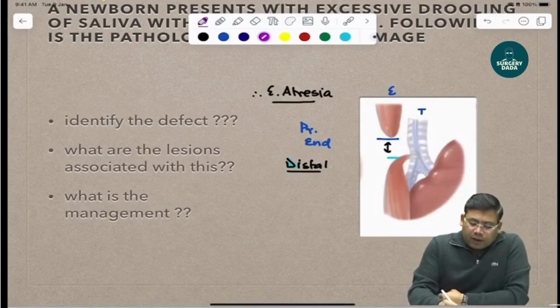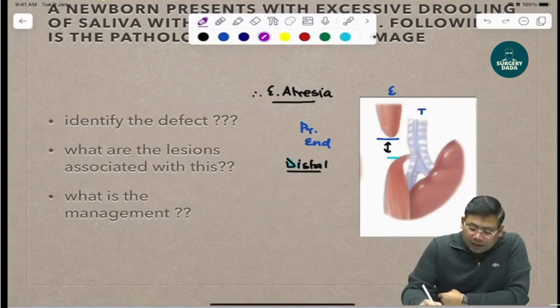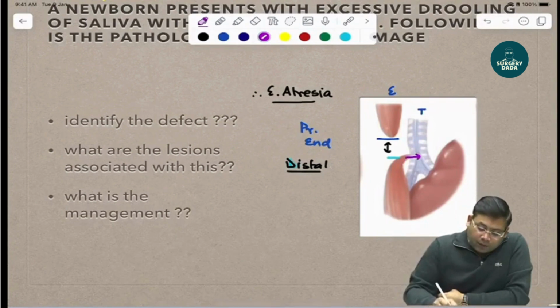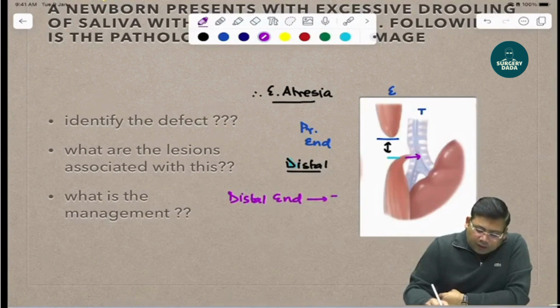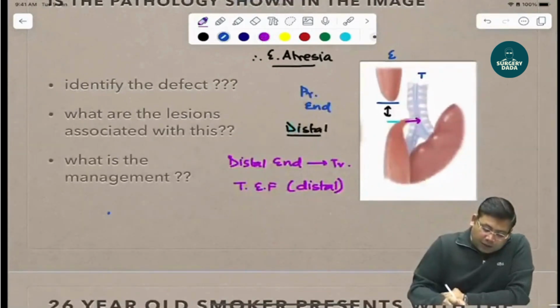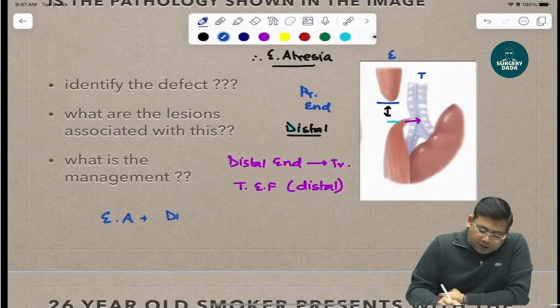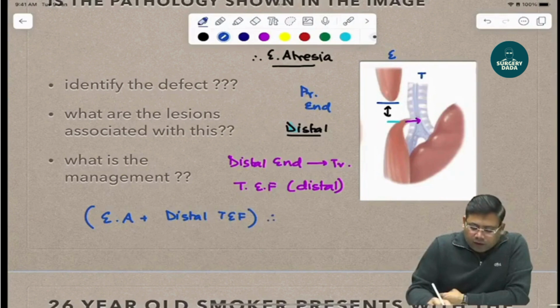But wait, can you see the distal end is also fused with the what, students? The distal end is fused with the trachea. So since the distal end is fused with the trachea, I would say that this is also a tracheoesophageal fistula. And what type? Distal tracheoesophageal fistula. Hence the diagnosis is esophageal atresia with distal tracheoesophageal fistula, and therefore this is a type C defect.